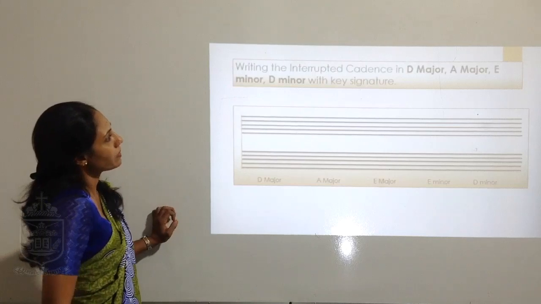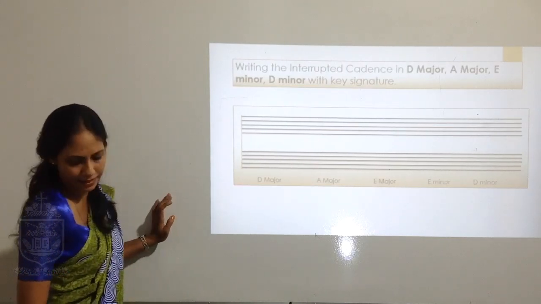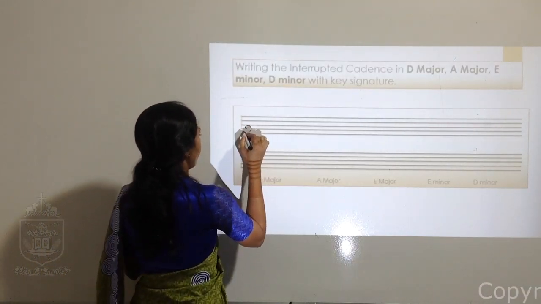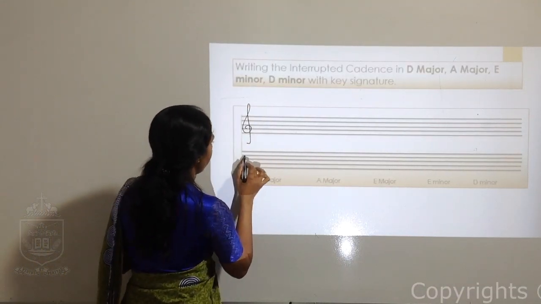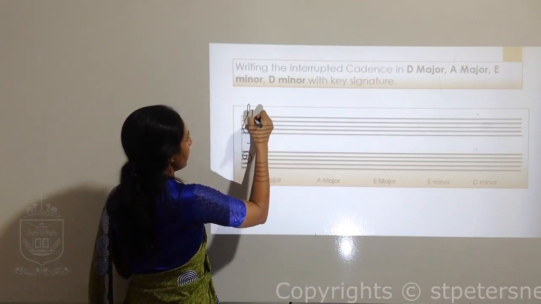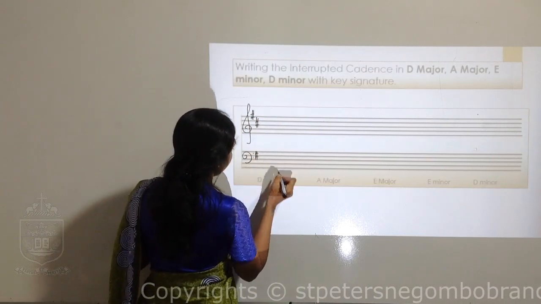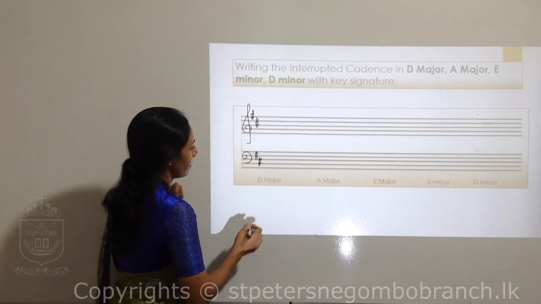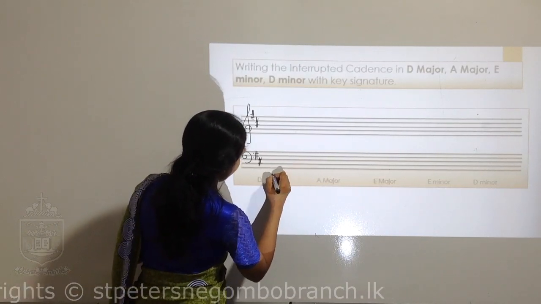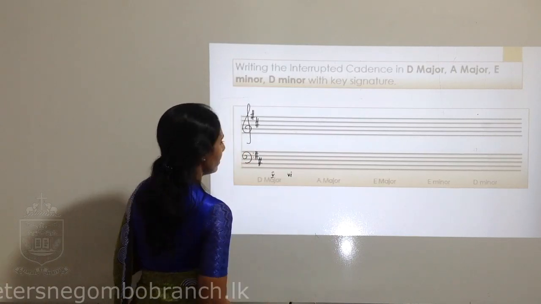Okay, writing the interrupted cadence in D major, A major, E major, D minor with key signature. D major, key signature, F sharp, C sharp. We have to mark chord indication 5 to 6.